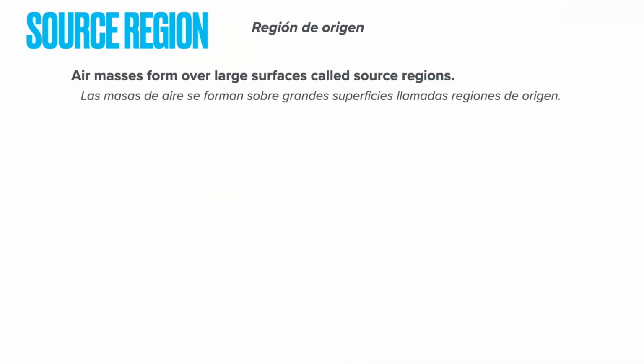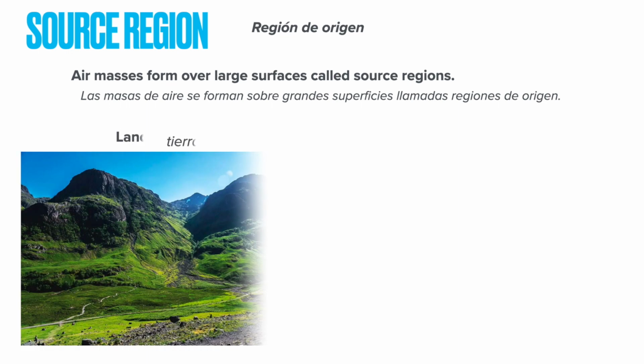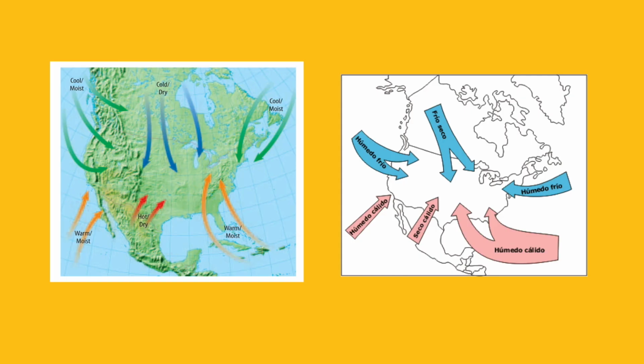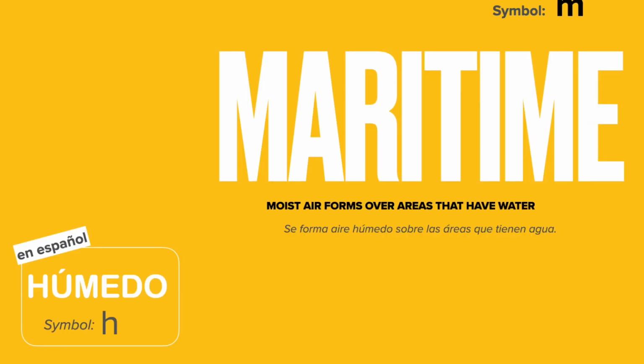Air masses form over large surfaces called source regions. So where the air mass comes from is the source. Some air masses form over land, and some air masses form over water. This map shows you the different air masses and what they're like. So you have cool, moist, cold, dry, hot, dry. These are different air masses, and they have specific names that I'm going to talk about now.